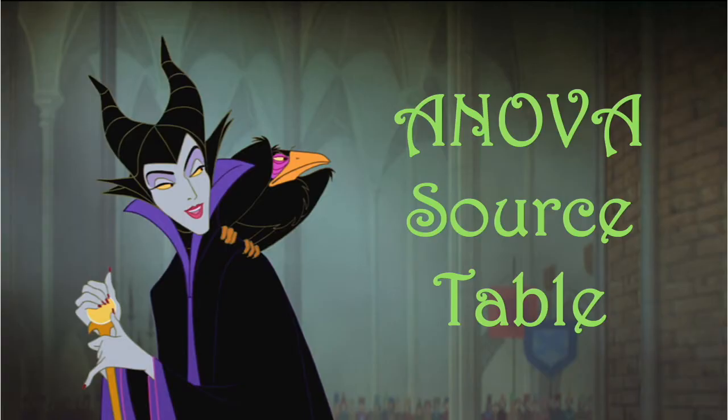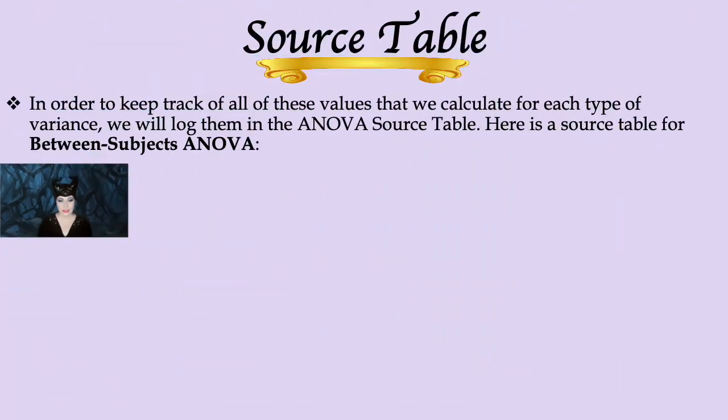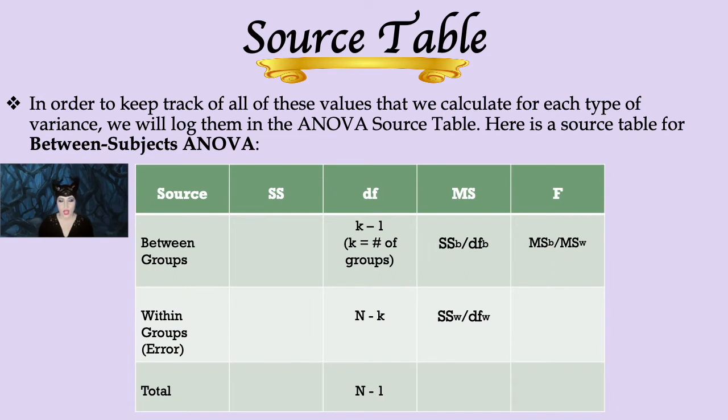All right, so the next thing we're going to do is talk about the ANOVA source table. In order to keep track of all of the values that we calculate for each type of variance, we are going to log them into what is called an ANOVA source table. Here's an example of a source table for between subjects ANOVA. So on the left-hand side, you see source. Remember, the 3 different sources of variance we have for a between subjects ANOVA is going to be between groups variance, within group variance or error, and the total variance.